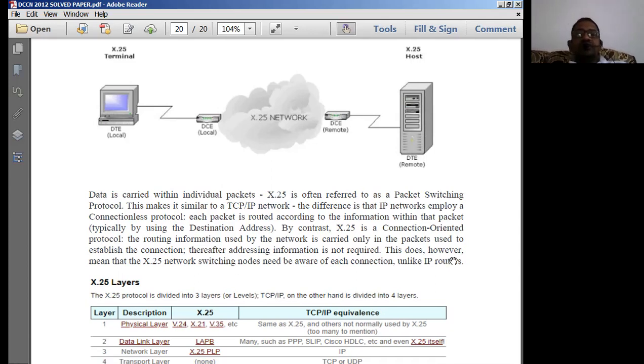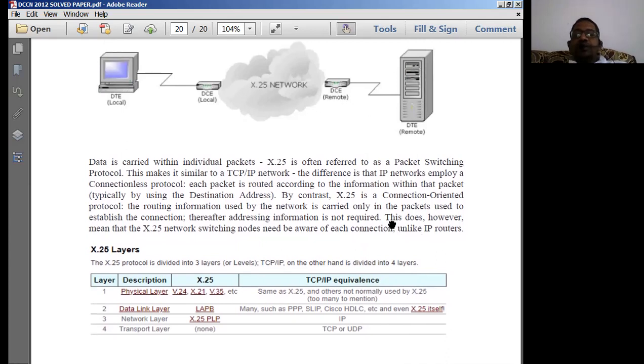This does however mean that X.25 network switching nodes need to be aware of each connection, unlike IP protocols, which need not remember every router address in the connections. In an X.25 network, the first packet that is released figures out a proper connection between source and destination. Once the connection is established, after figuring out the appropriate routers to be used between the two computers, source and destination, the network is established.